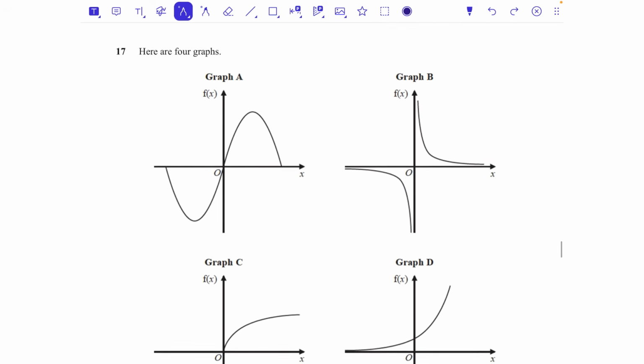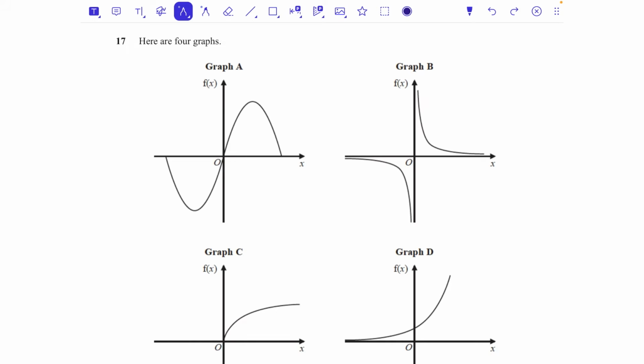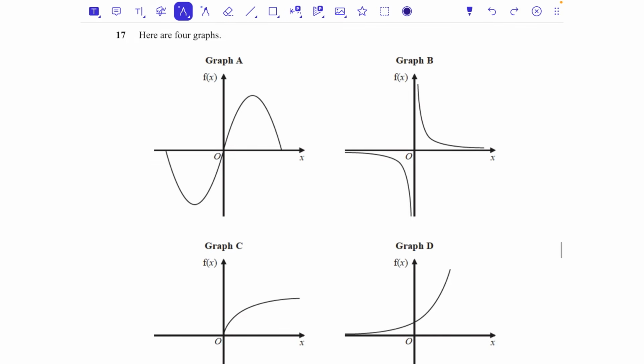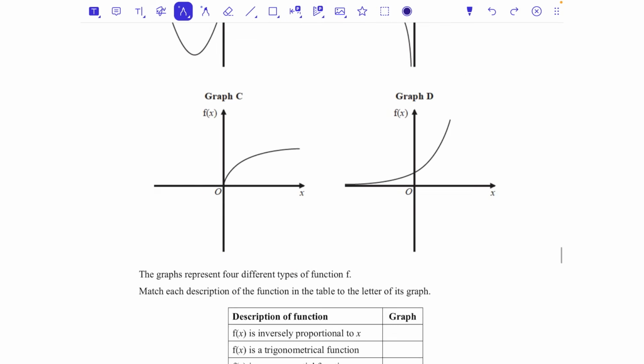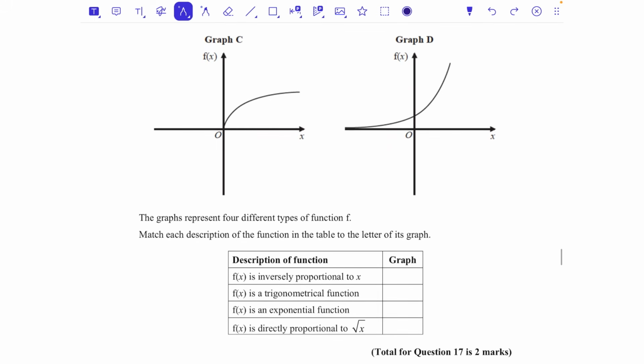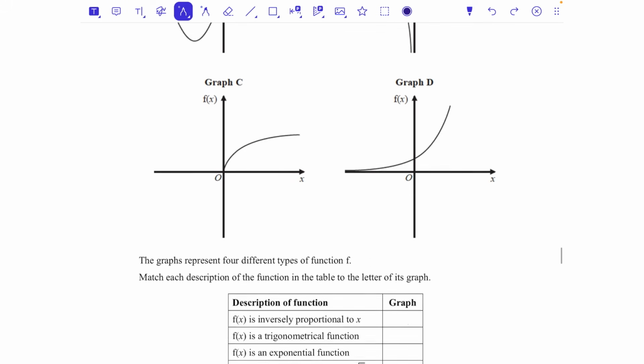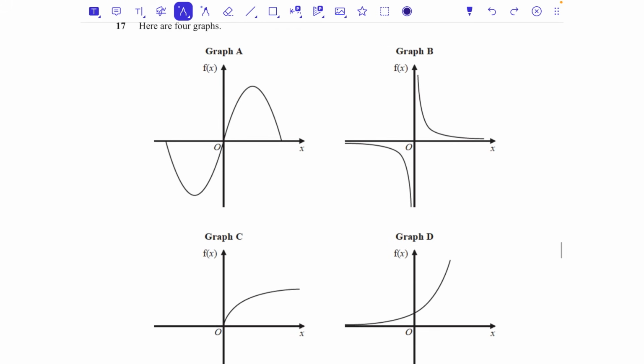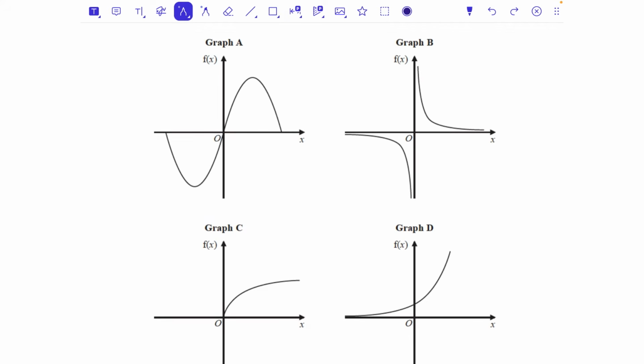Okay, question number 17. Here are 4 graphs. We've got graph A, graph B, graph C, and graph D. Match each description of the function in the table to the letter of its graph. So before we do this, let's just have a look. This one is a trigonometric graph. It starts at 0 and then goes up and down. That is probably going to be y equals sine x. Okay, sine is an S starting at 0.